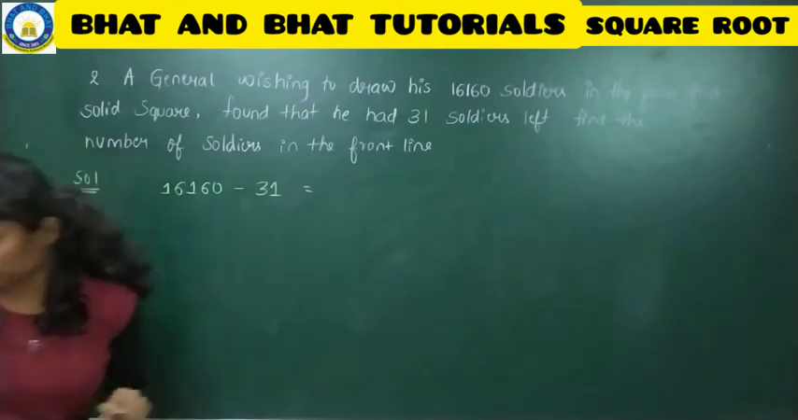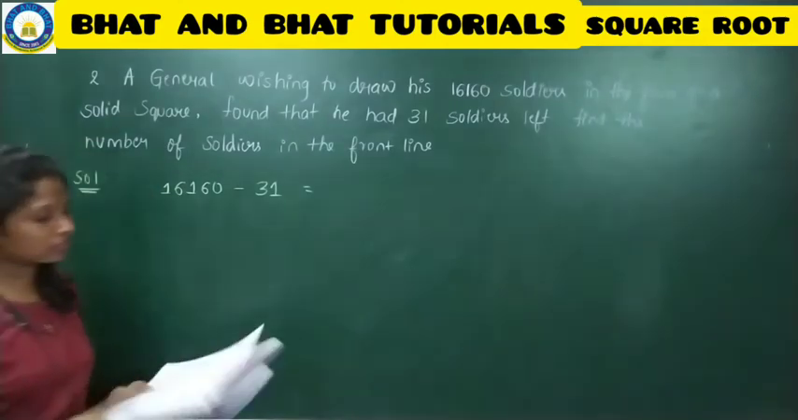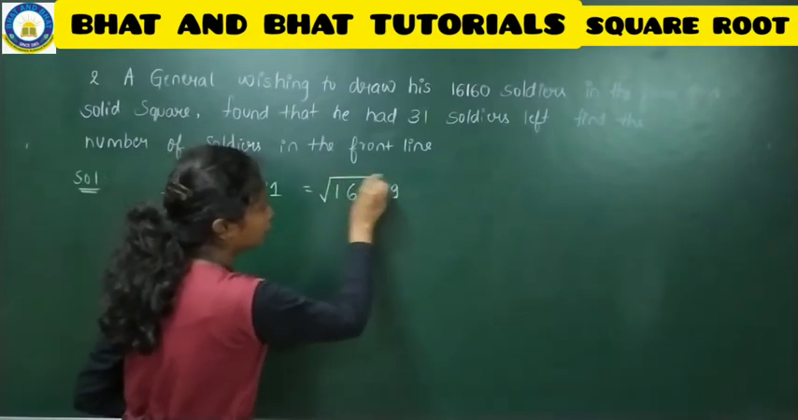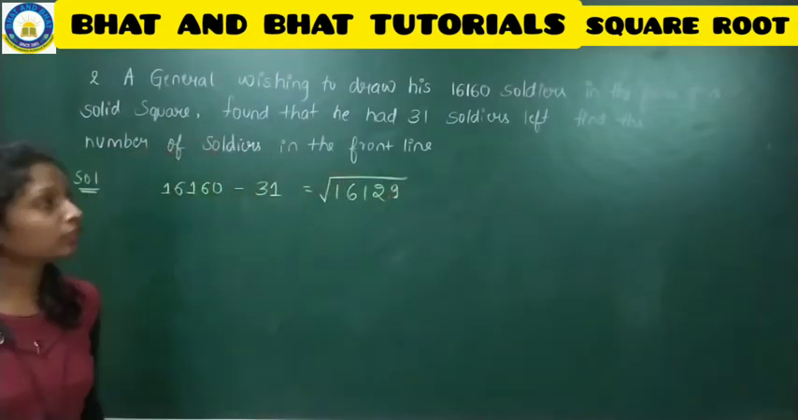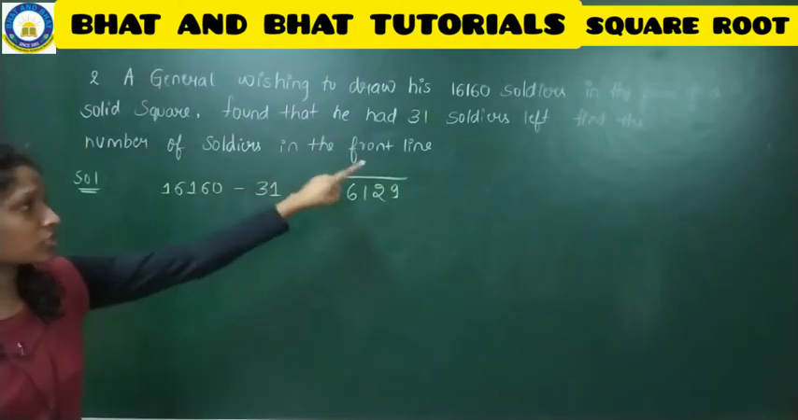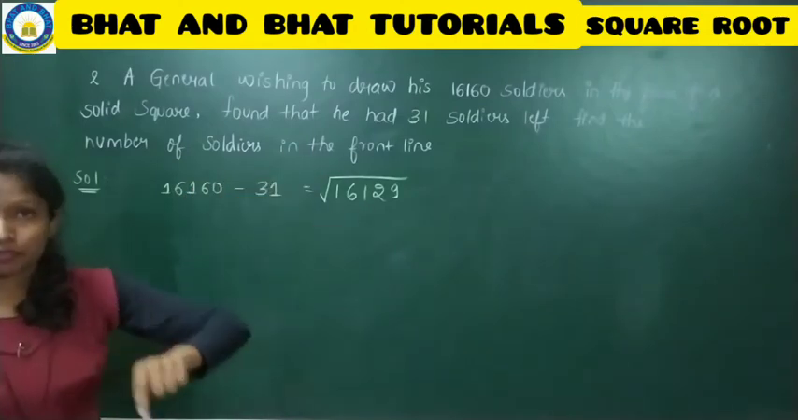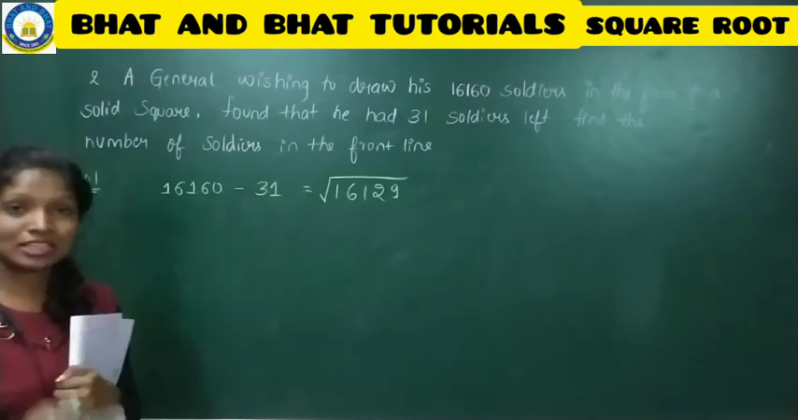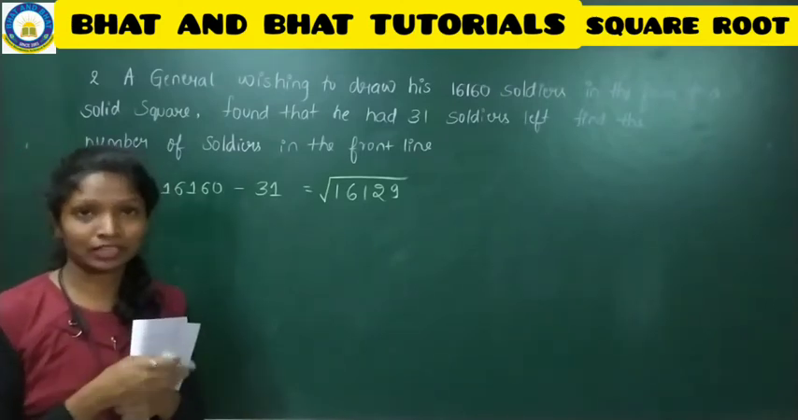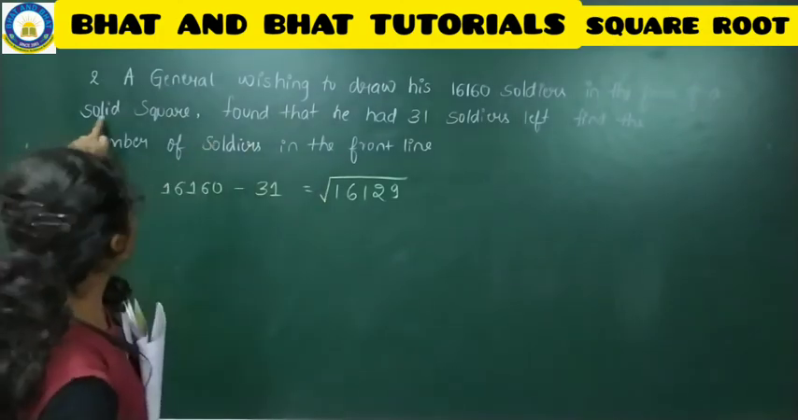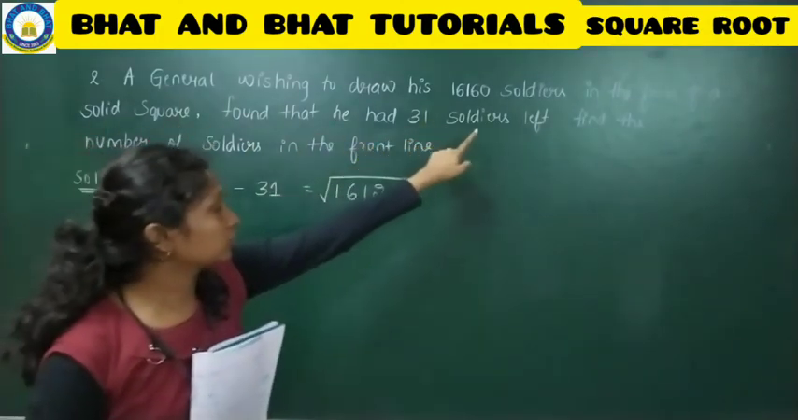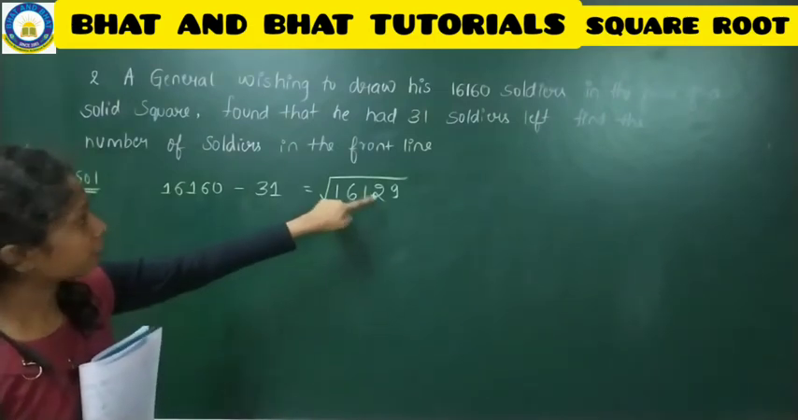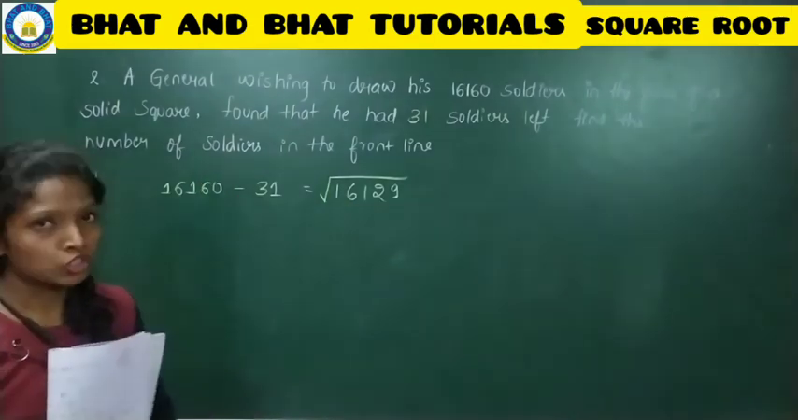So first we have to subtract, and when we subtract we will get 16129, and for that we have to find the number of soldiers in the front line. With this help we have to find how many soldiers are there in the front line. Usually square means doubling it, right? So see here, solid square. If we found 31 left, we have done minus and we have got this, and for that we have to find the square root.